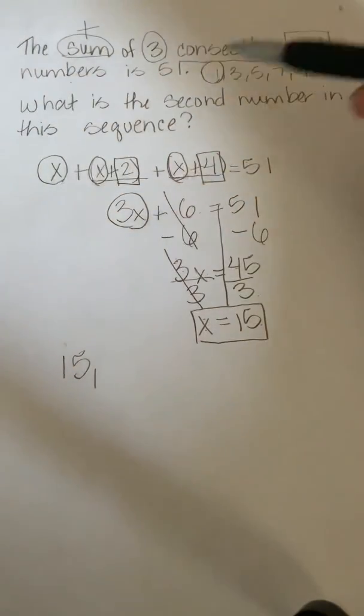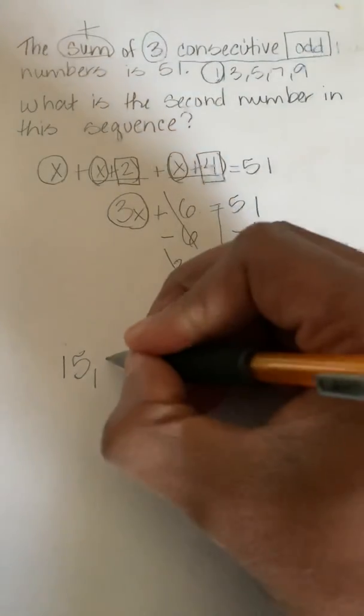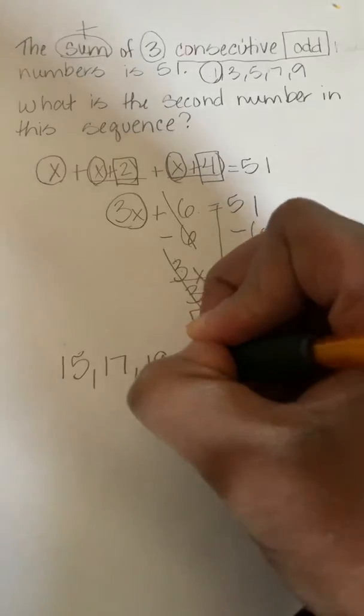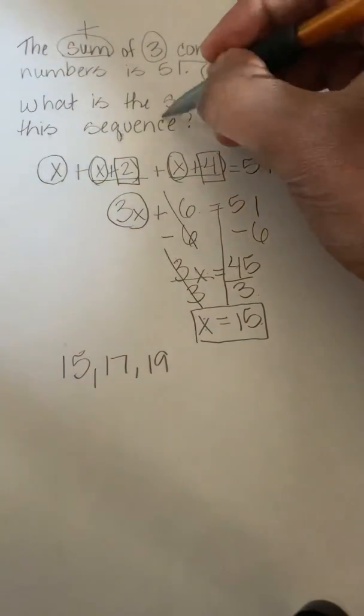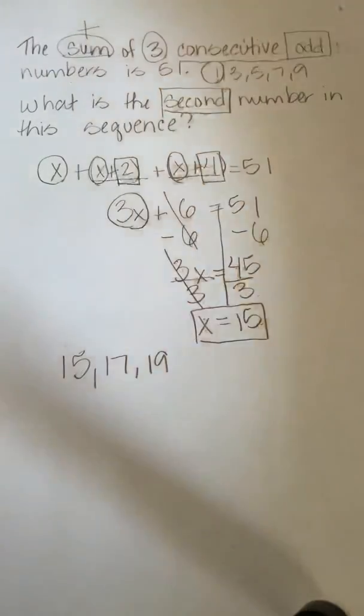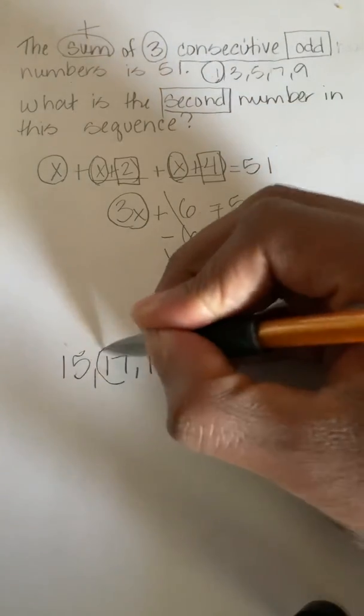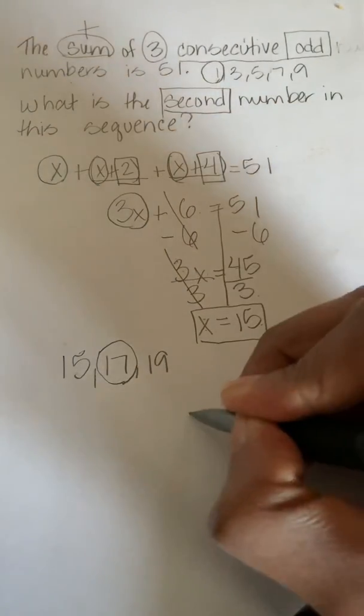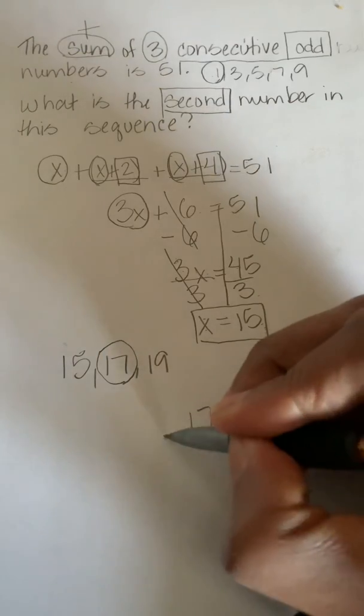And since we're looking for three consecutive odd numbers, my next one will be 17 and then 19. The question said, what is the second number in this sequence? My second number is 17. My answer to this problem is going to be 17.